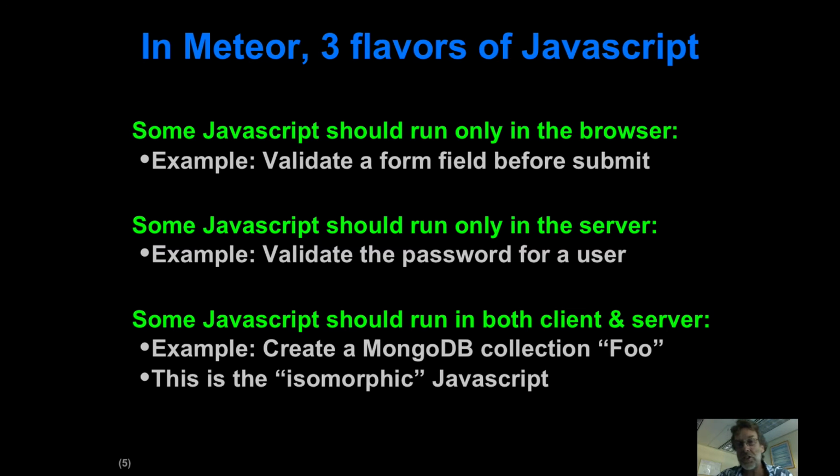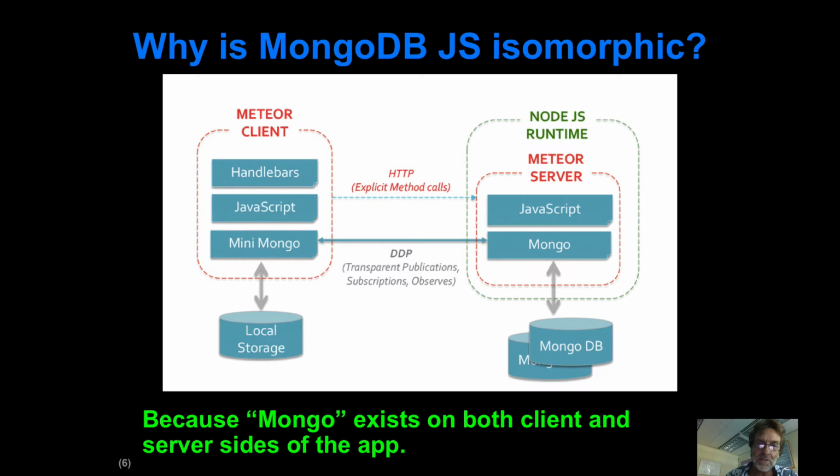And then there's this third kind of curious case of JavaScript that should run in both places, on the browser and the server. And in Meteor, that code is often associated with MongoDB stuff, with database stuff. And that's the code that's really this isomorphic JavaScript, where isomorphic means you have the same shape regardless of the environment that you're running in, client versus server.